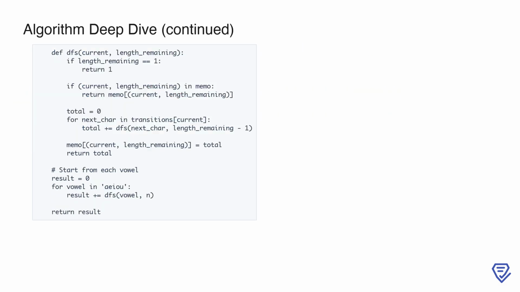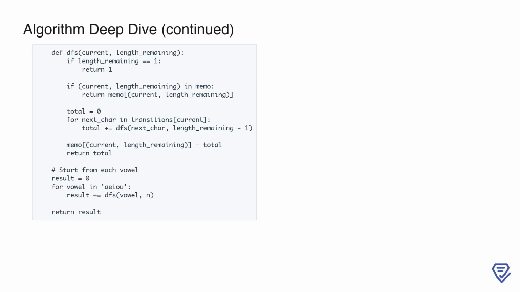The dfs function is the heart of this algorithm. It takes the current vowel and the remaining length as input. If the remaining length is 1, we return 1 because any single vowel forms a valid string. Before proceeding with recursive calls, we check if the result for the current state is already in the memoization table. If it is, we return that value directly, avoiding redundant calculations.